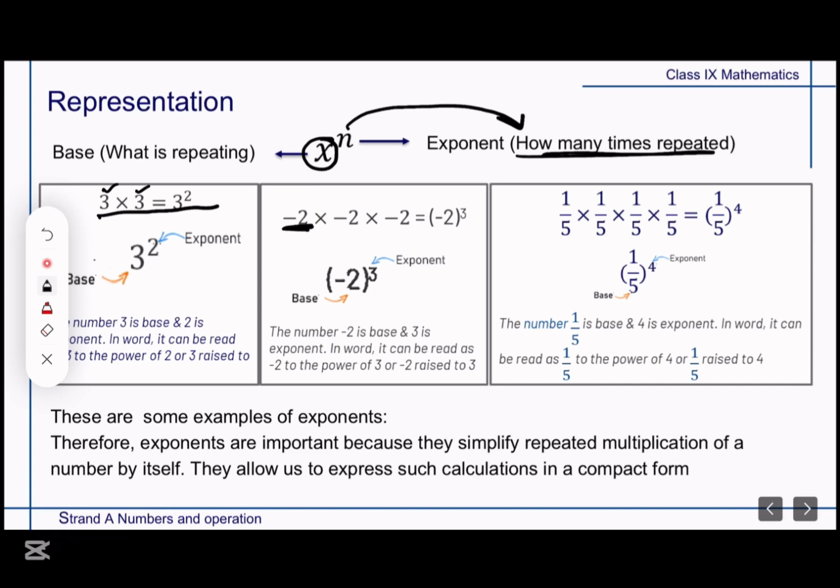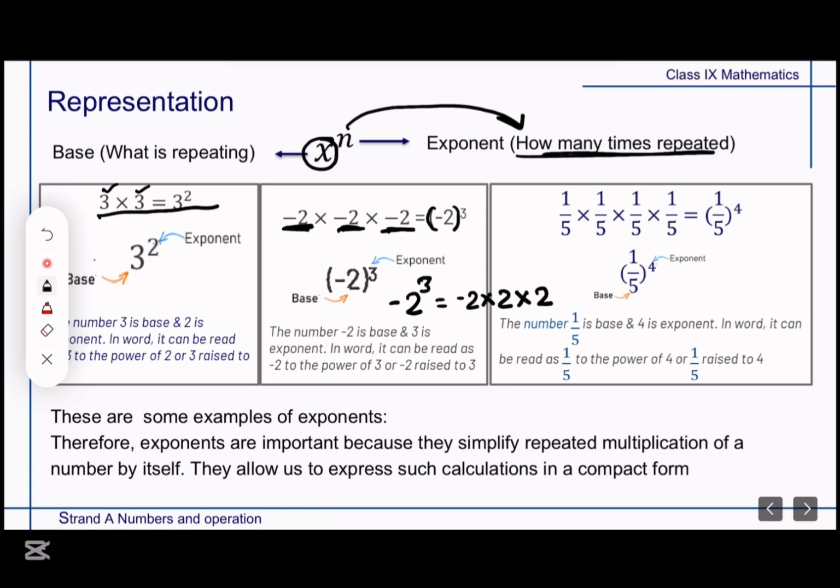Similarly, negative 2 times negative 2 times negative 2. So you see that negative 2 is being repeated. Repeated how many times? 3 times. Of course, you have to write this in brackets because when you write negative 2 raised to 3, this would be negative 2 times negative 2 times negative 2.